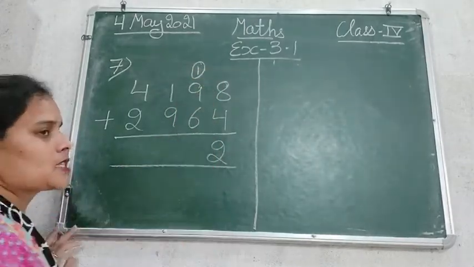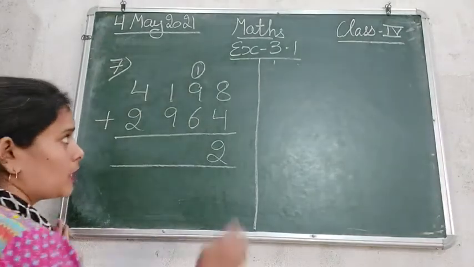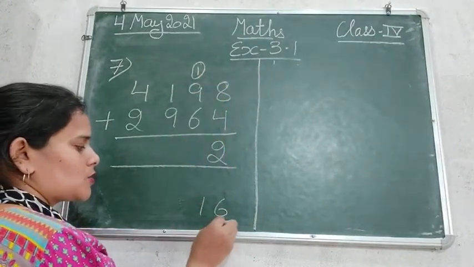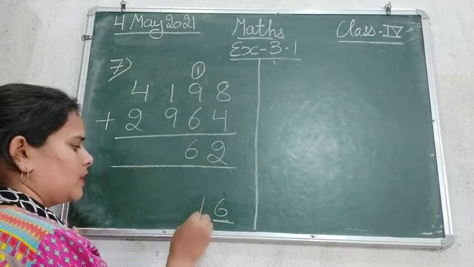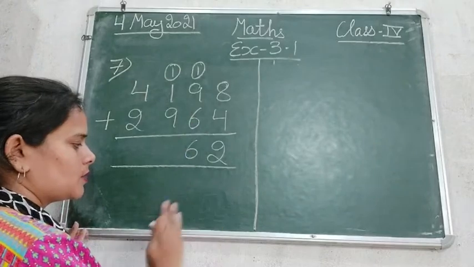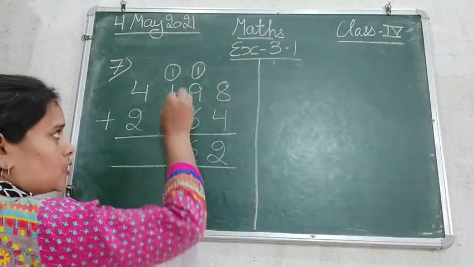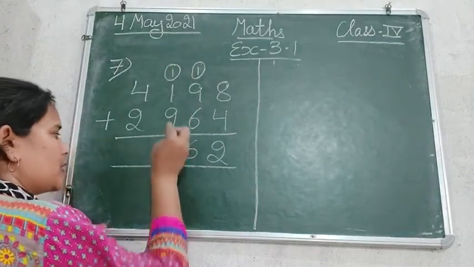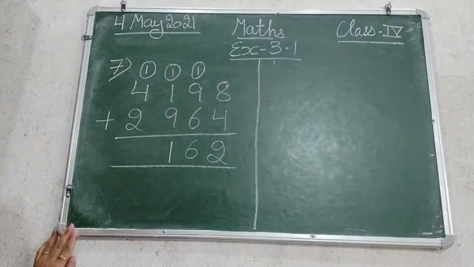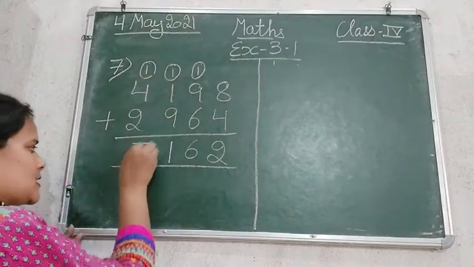Next, 9 plus 6 is 15. Okay, now 1 is also there. 15 plus 1, 16. So 6 we will put here and 1 we will carry to the next number. Next, 1 plus 9 is 10, plus 1 that is 11. 1 here, and another one we will carry here. Next, 4 plus 2 is 6, plus 1 that is 7.